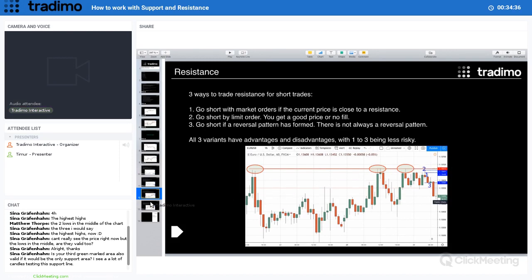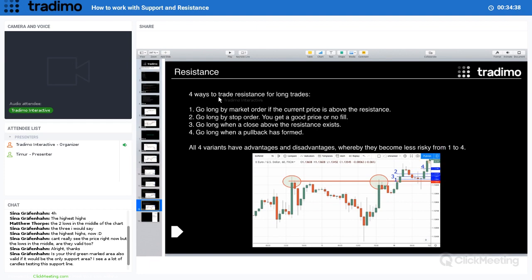Okay, then let's have a look at the four ways to trade resistance for long trades. Of course, this is also possible. The four variations are the following. The first one is you see the market break through the resistance level and you say, okay, I think the resistance level is history. It will become a support level and I go long. You can do this with a market order. So this is here at the first line.